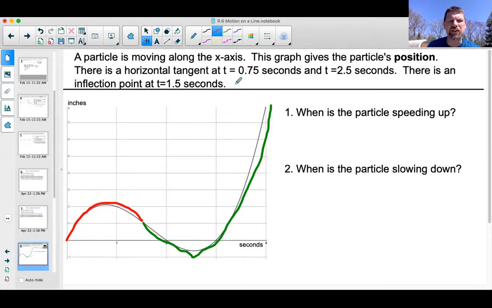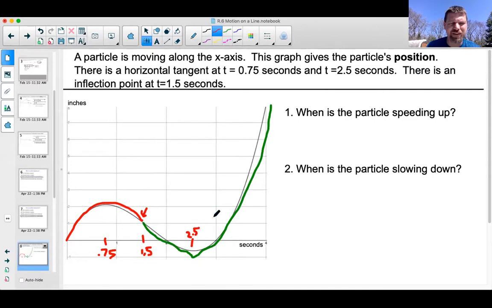So here it says there's an inflection point at 1.5 seconds. So I know exactly right there, that's at 1.5 seconds. Maybe I'll even write that down there. I've got a horizontal tangent at 0.75 seconds. So right here, I've got a horizontal tangent. Maybe I'll put that down there, 0.75 seconds. And at 2.5 seconds, I've got another horizontal tangent right there.